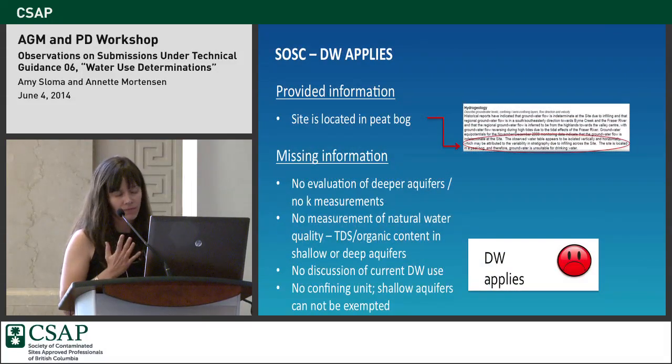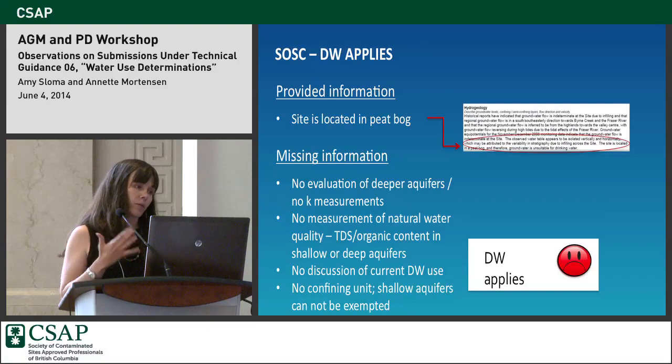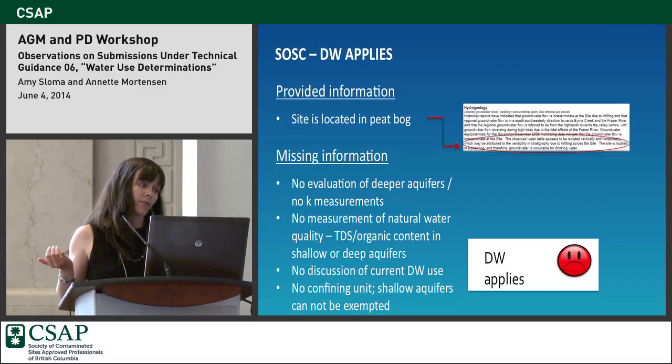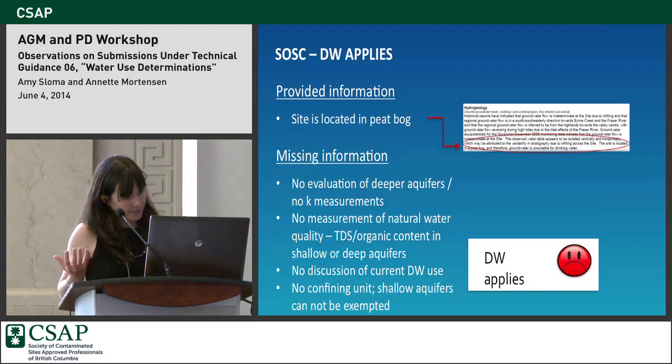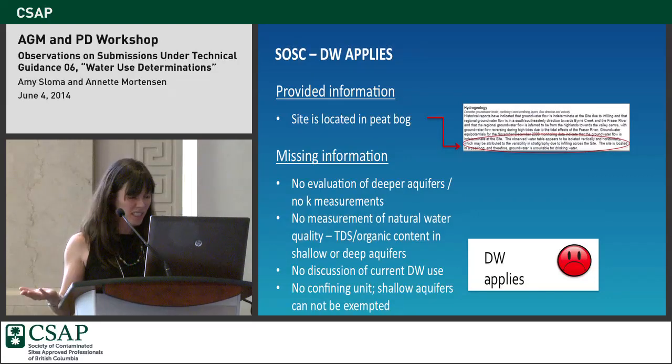And then there are a couple where, for example, we're just given information that the site's located in a peat bog, and that is missing lots of information for us. There's just no discussion of whether or not there's a current use, and then the whole future use evaluation as to whether or not there's any K measurements in the peat bog or in the deeper aquifers themselves. How have you excluded the deeper aquifer?